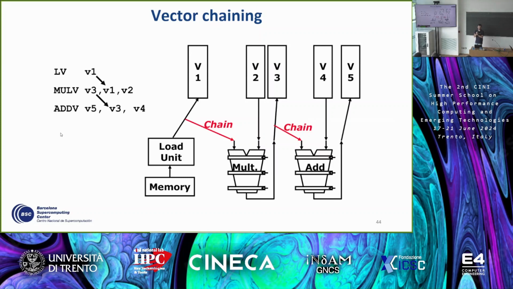Another nice feature is vector chaining. Imagine you have this sequence: vector load, multiply, and add. I load the data in vector 1, then I multiply vector 1 and vector 2 and store it in vector 3. Then I add vector 3 and vector 4, and I store it in vector 5. You see that I have dependencies, right?